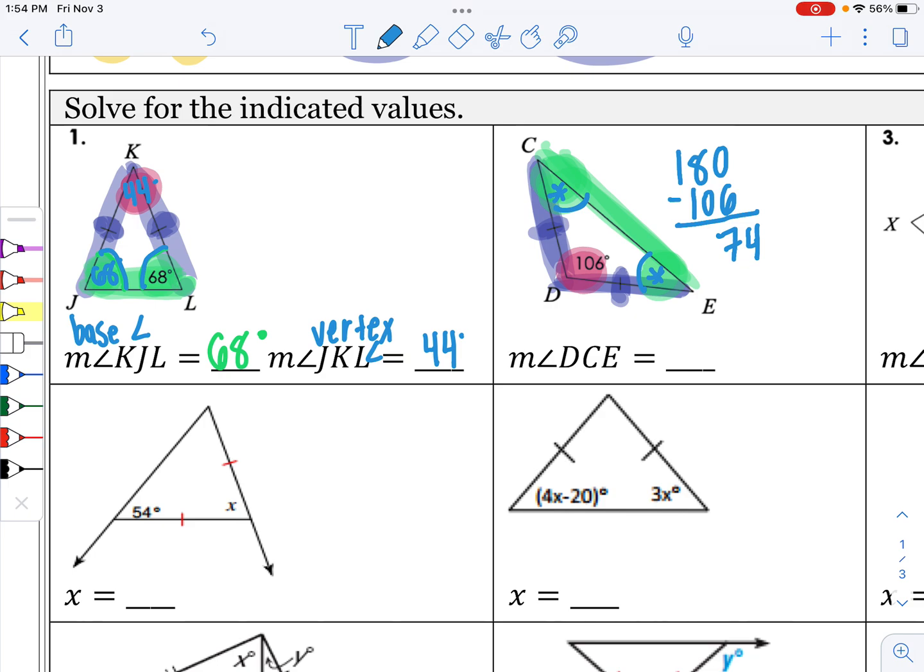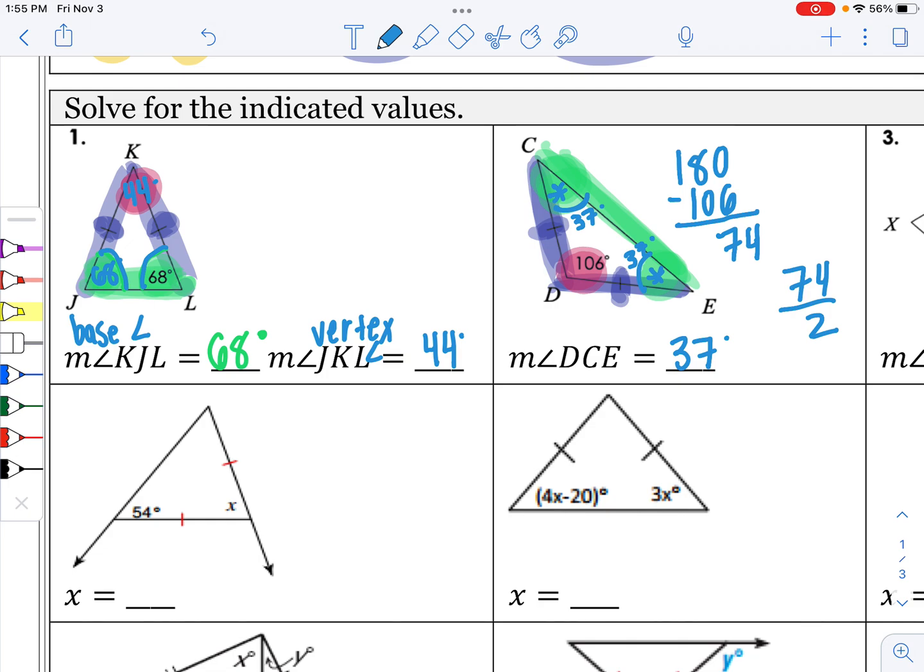But that 74 degrees is the remainder of what is left for both kids. So what I'm going to do is take that 74 and split it in half. I'm going to divide it by 2. That leaves 37 degrees for each of these base angles. So this one would be 37. The other kid would get 37 as well. So both of those base angles would add up to 74.